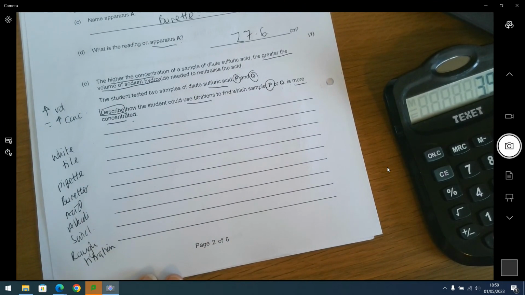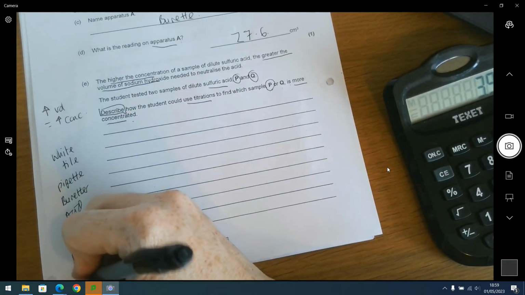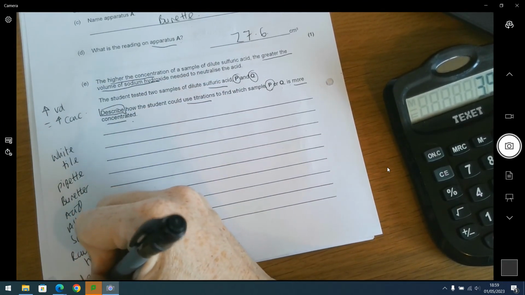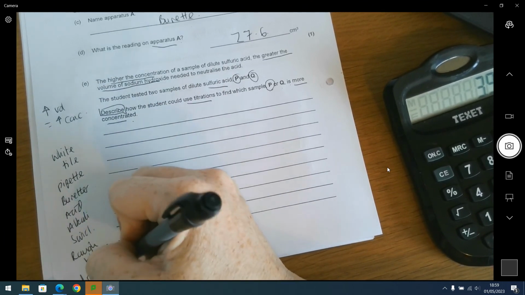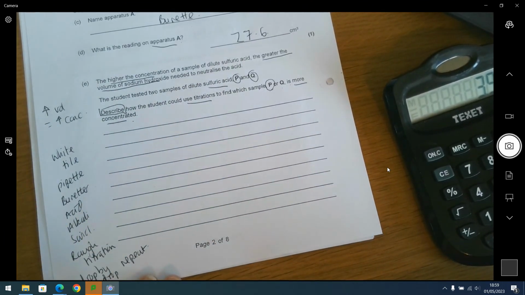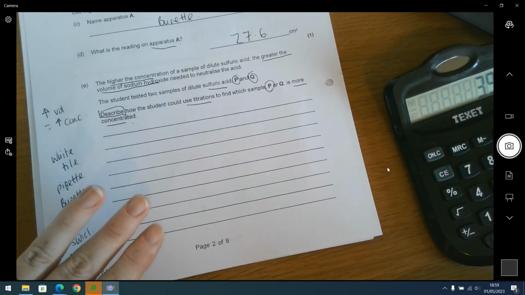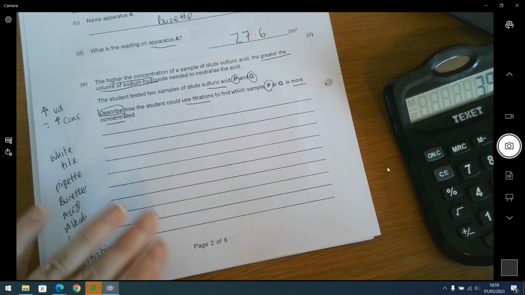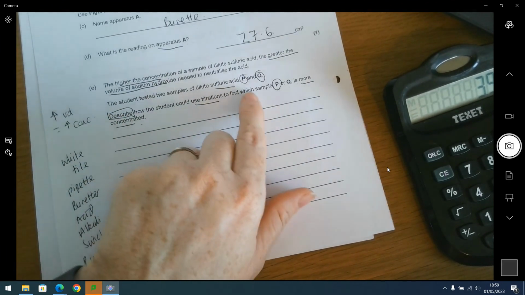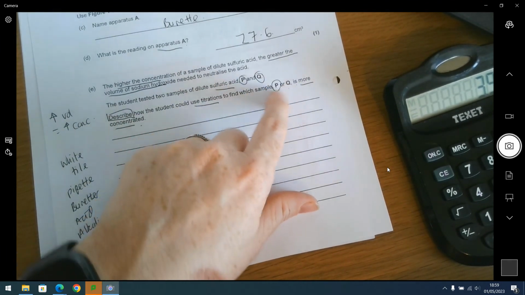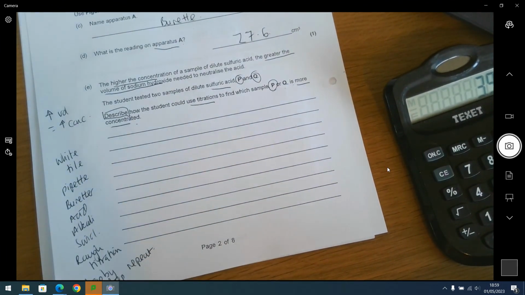What else did we have? Rough titration, drop by drop, repeat. So that's essentially everything I want to make sure I include in the write-up. But I've also got to then say how I would know which of the samples, P or Q, is the more concentrated one?